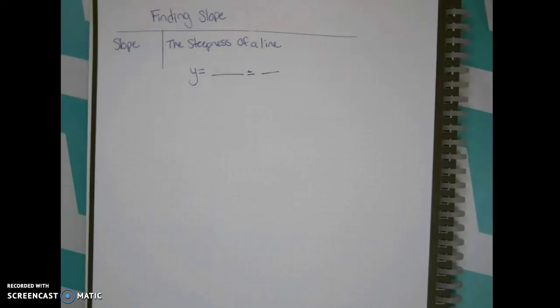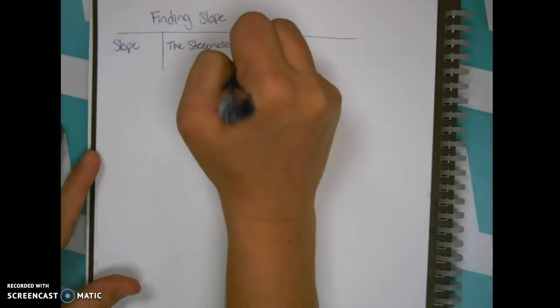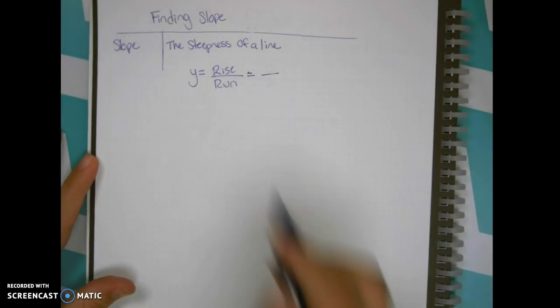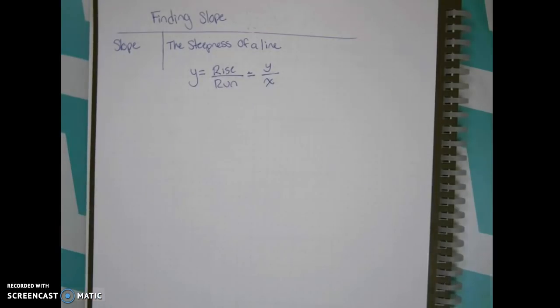Alright, so today's video is going to be about finding slope. First, we need to know what slope is. Slope is the steepness of a line. So what this looks like is, you might have heard this before, rise over run. Or, in this case, y over x. Anytime that we're dealing with slope, y is always first, so y over x.